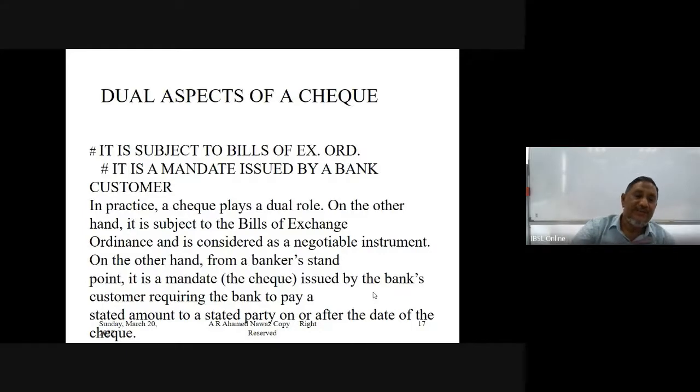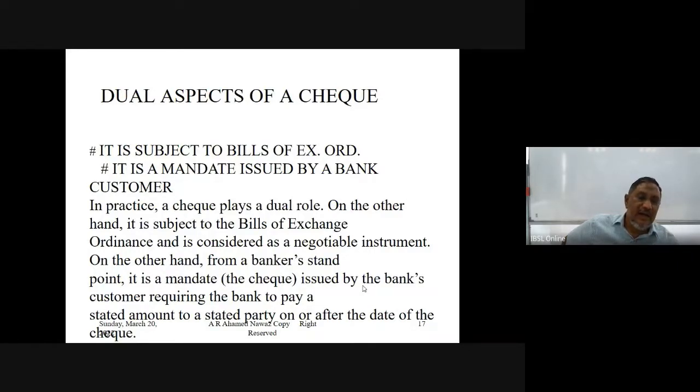So, what are the features? Let's see. Now, what is this called? A mandate. A cheque is a mandate. The cheque is issued by the bank's customer requiring the bank to pay a stated amount. That's an order given by the drawer, the owner of the account, to the paying bank. That is what we call the paying bank.